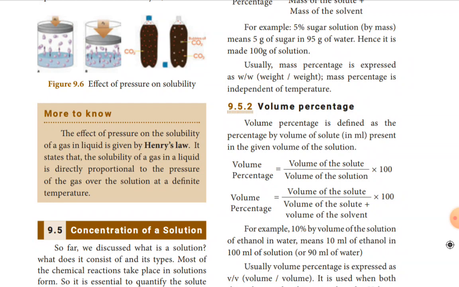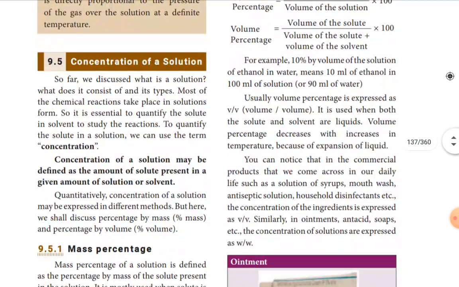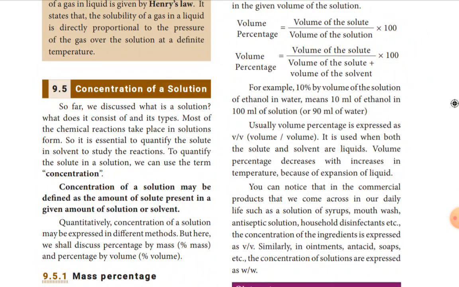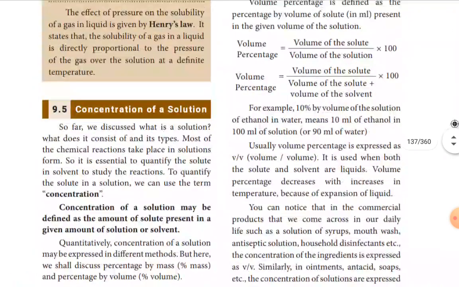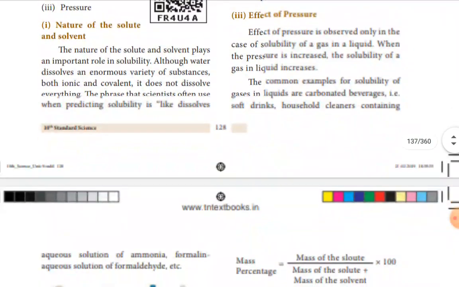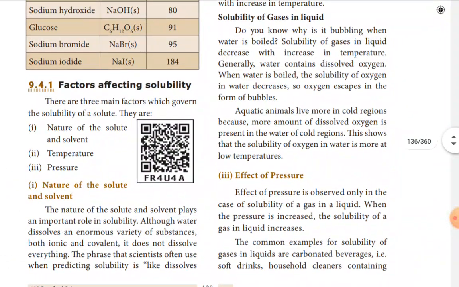Then also it is given why aquatic animals live more in cold regions. See, it is given in page number 128. Here, on the left side: aquatic animals live more in cold regions because more dissolved oxygen is present in the water of cold regions.